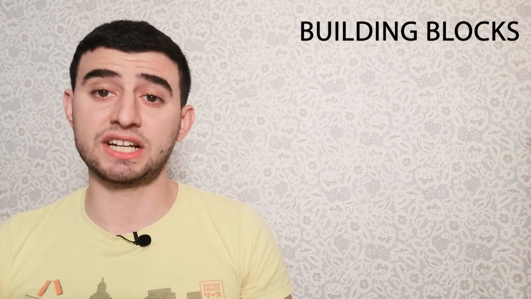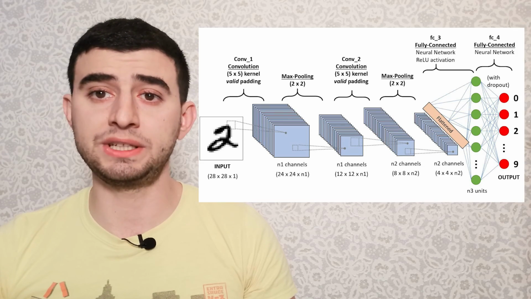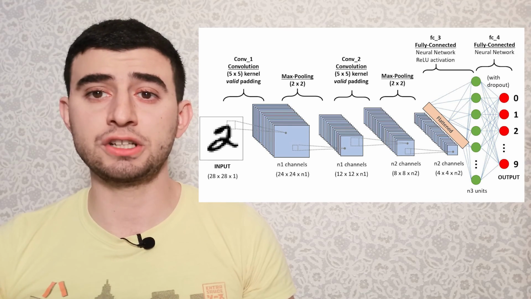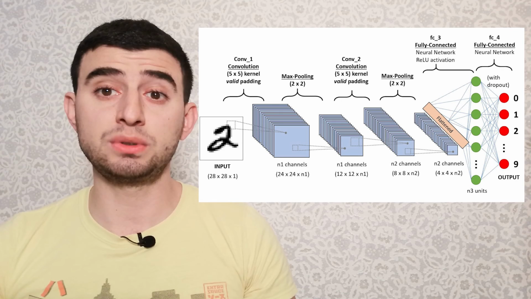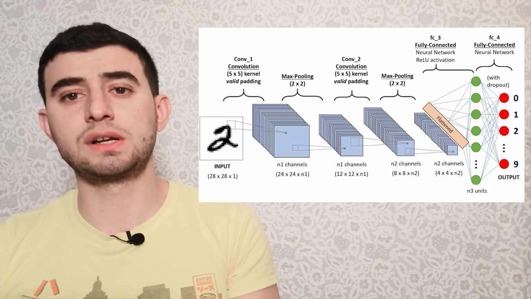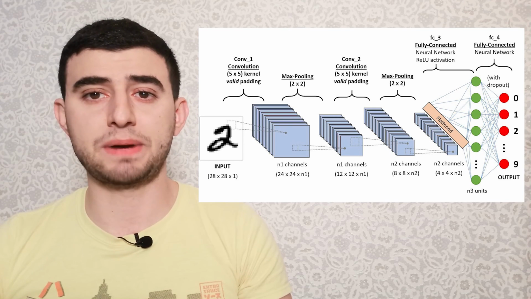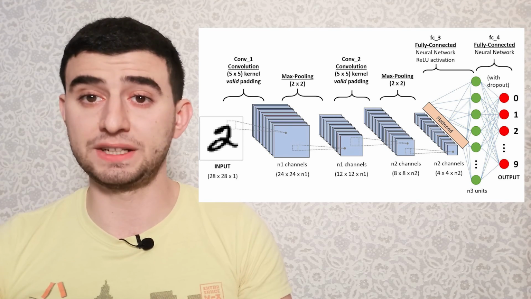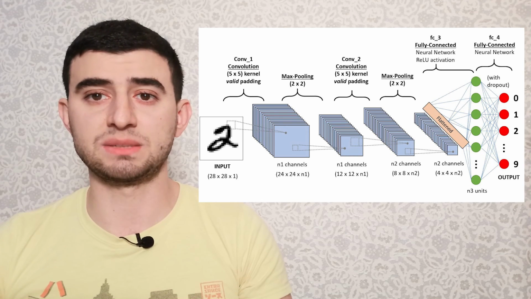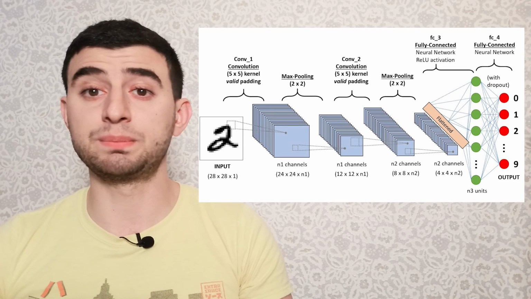A CNN architecture is formed by a stack of distinct layers that transform the input volume into an output volume through a differentiable function. A few distinct types of layers are commonly used. The convolutional layer is the core building block of a CNN. The layer's parameters consist of a set of learnable filters, or kernels, which have a small receptive field but extend through the full depth of the input volume.